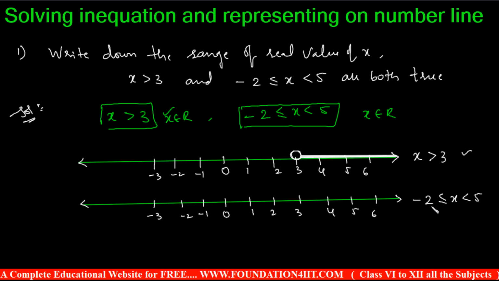And the second one: minus 2 less than or equal to x less than 5, so x is between minus 2 and 5, and minus 2 is included. So here minus 2 is included, so I should keep the closed bubble in this. And 5 is not included, so open circle. And between, all the values, because x belongs to the real numbers. Yeah, these are all the values.